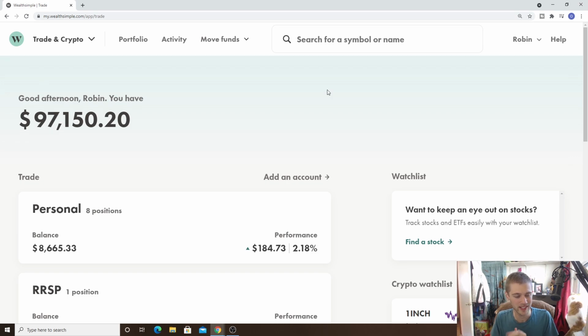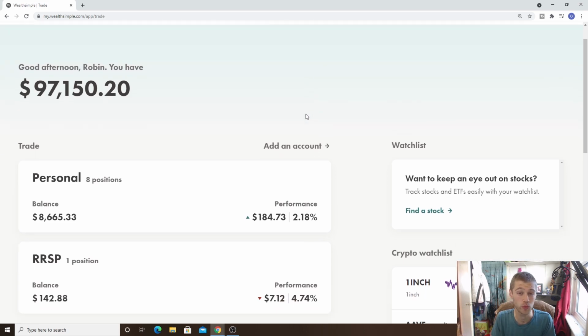So lots of big things happening today and over the past couple days. I'll do a quick little overview of our stock portfolio just to get things started, and I'll show you guys my different accounts, and what stocks I'm taking a peek at today. So in total, we have $97,150 inside our Wealthsimple Trade account.